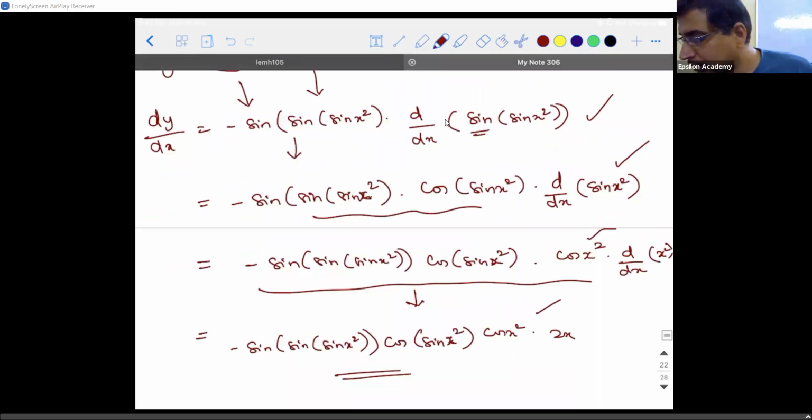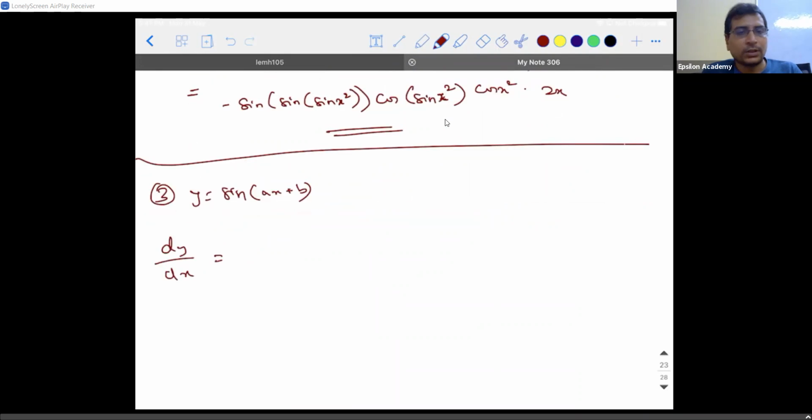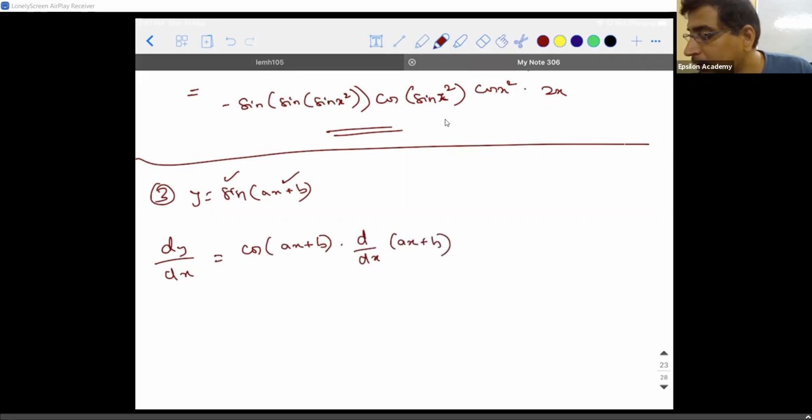Mithun, listen. Third one, y is equal to sine of ax plus b. So dy by dx. Always when you do this, you try to think what functions are there. It is a combination of a trigonometric and a polynomial function. Don't use the word algebraic, use the word polynomial, okay? So dy by dx is equal to cos of ax plus b into d by dx of ax plus b. So what will you get? Cos of ax plus b into the derivative of ax plus b, which is a.